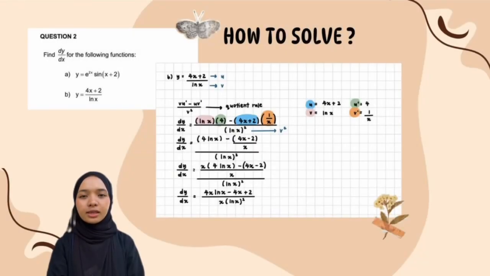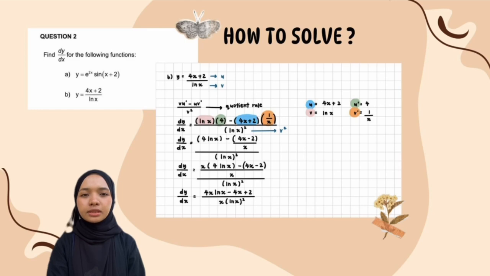Question 2b asks us to find dy/dx for the following function, which is w equals (4x + 2) over ln x. In this function, we use the quotient rule, with 4x + 2 as u and ln x as v. Then, we can substitute each value in the formula (vu' minus uv') over v squared.